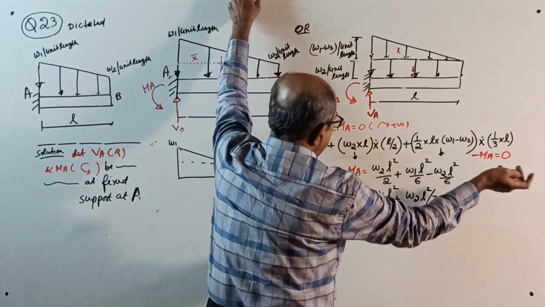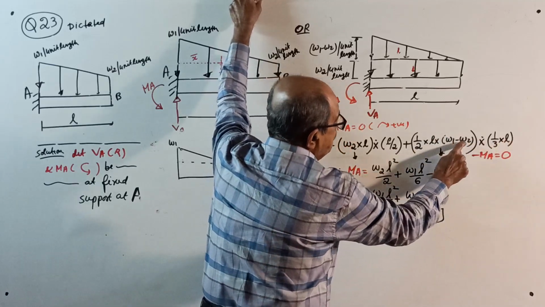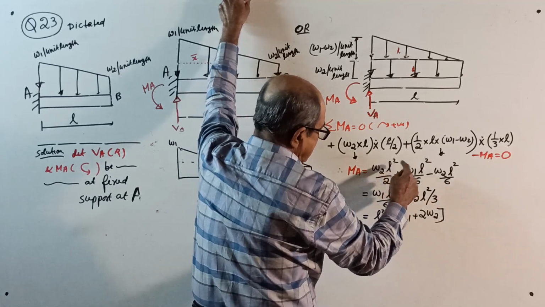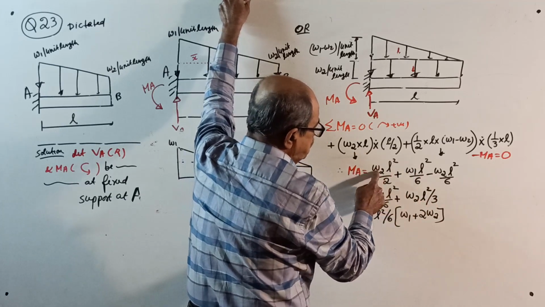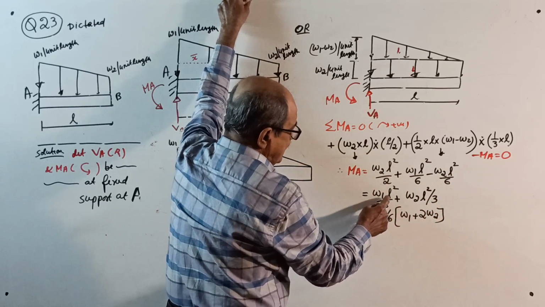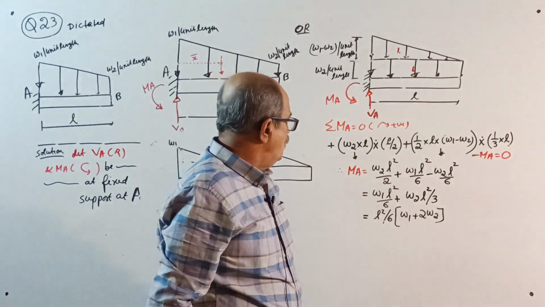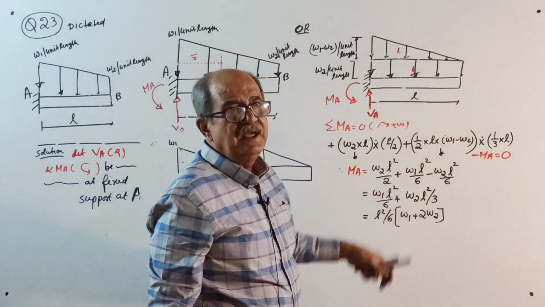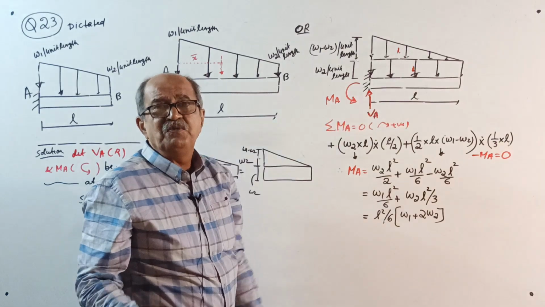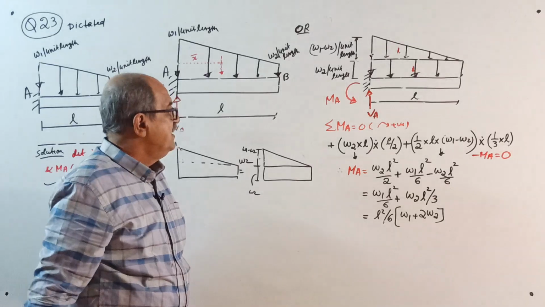Simplify. MA will come as W2 L square by 2 plus W1 L square by 6 minus W2 L square by 6, that is W1 L square by 6 plus W2 L square into 1 by 2 minus 1 by 6, which is 1 by 3. Or you can take 6 as common denominator: L square by 6 times W1 plus 2W2. Now, one small hint: the reacting moment equals this intensity plus twice the free end intensity. In words, the fixed end moment is the fixed end intensity plus twice the free end intensity, into L square by 6.